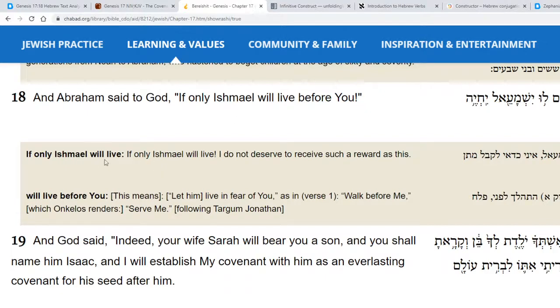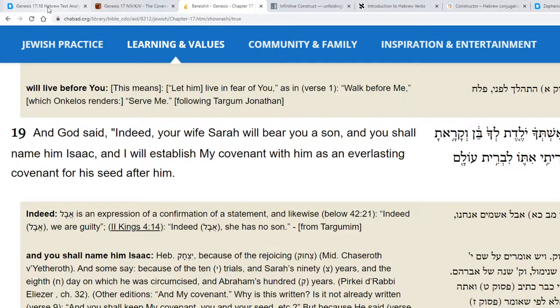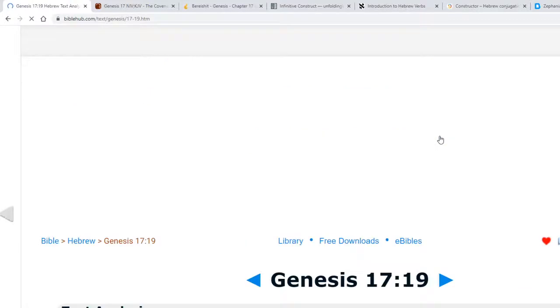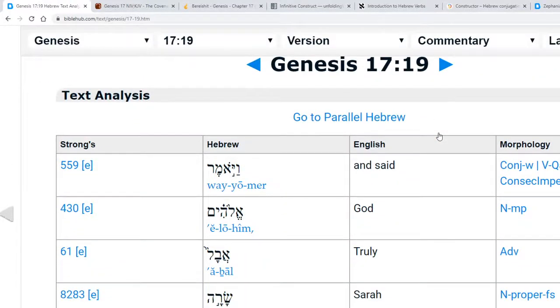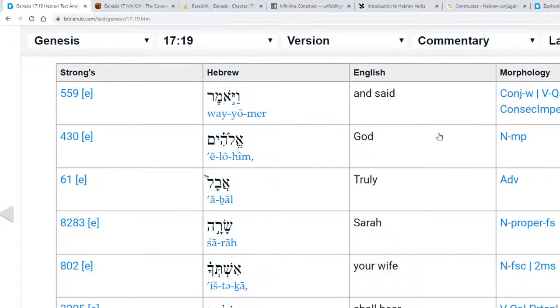Let's see what Chabad says. But Rashi says, "If only Ishmael will live, I do not deserve to receive such a reward as this. Will live before you." This means let him live in fear of you, as in the verse, "Walk before me." And the Targum, Onkelos, translates it as "serve me," following Targum Yonatan. Interesting. Might want to look in the Onkelos and the Targumim. Targumim are always interesting. And the Targumim are basically available on Sefaria, if you're interested.